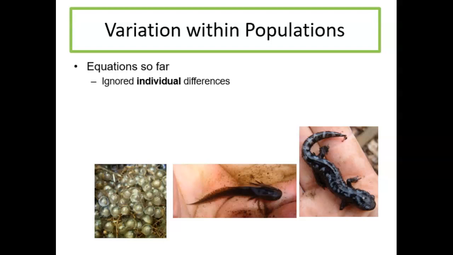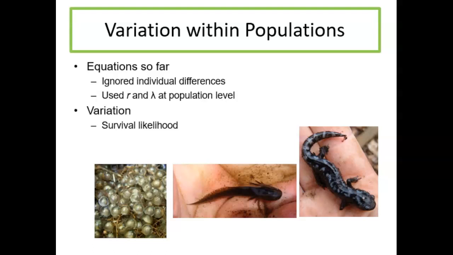Well, it turns out that if we start looking within a population, those values of R and lambda may not really take into account the variation, and sometimes the very important variation that we find within that population. We know that individuals are going to vary with things like their chances of surviving, things like how well they reproduce. For example, I have some pictures on the screen here.